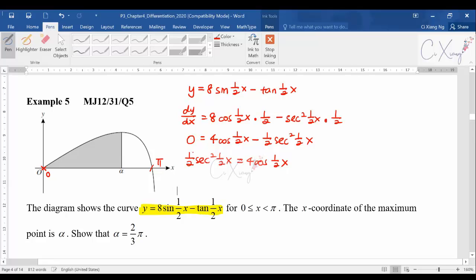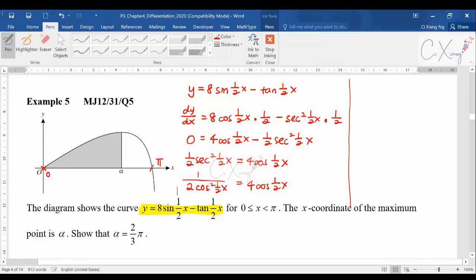Okay, so this is what I have. I got secant square, I got cos. So I cannot solve the equation. I have to make everything into a single trigo in the whole equation. Alright, so maybe what I can do is that when I look at the secant square, 1 over secant square, what is it? Okay, 1 over secant square is cos square. Yeah, it's cos square. So cos square half x equals to 4 cos half x.